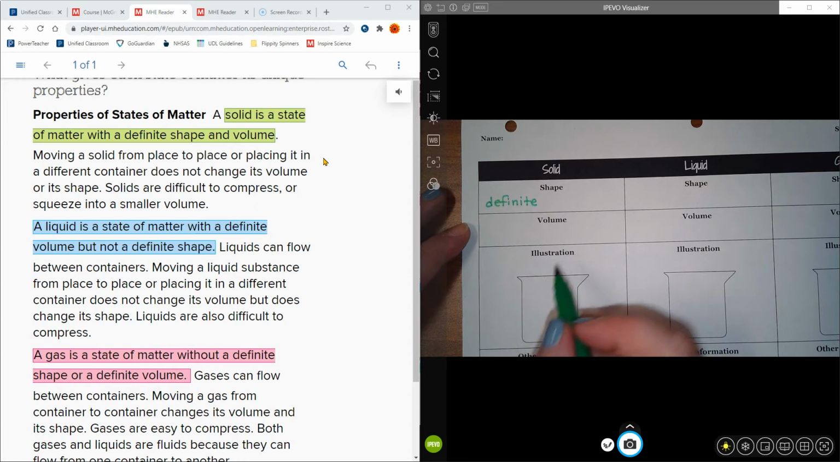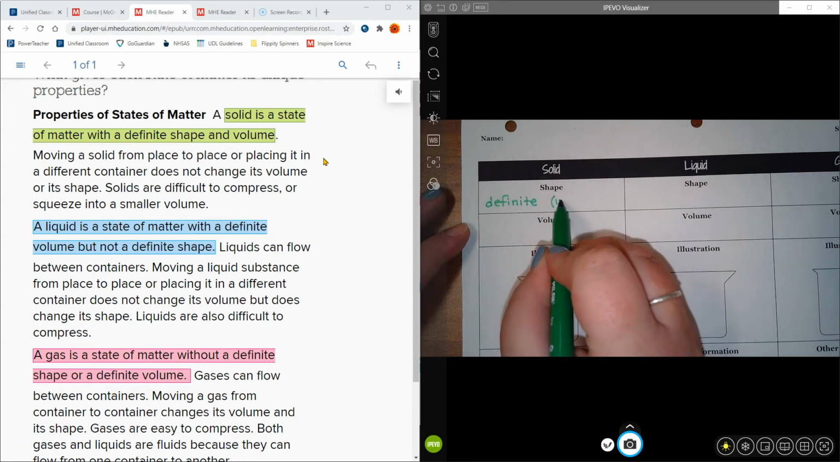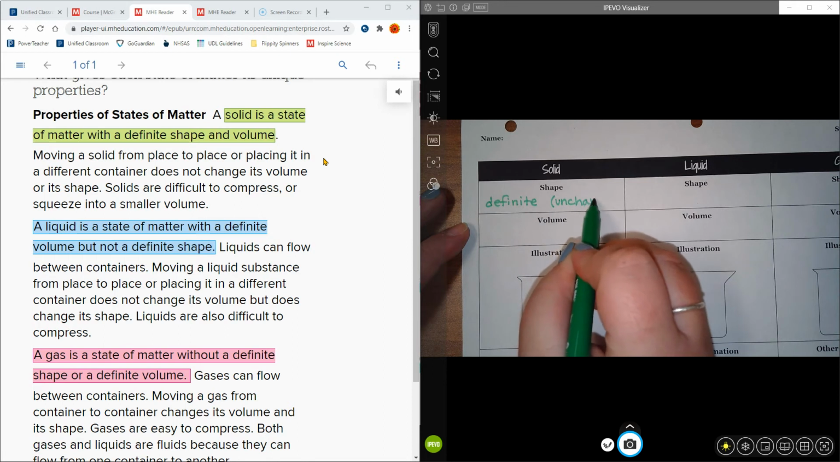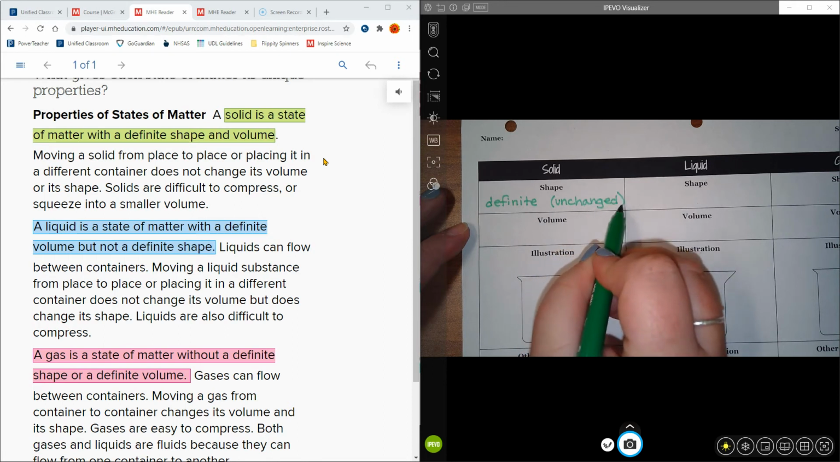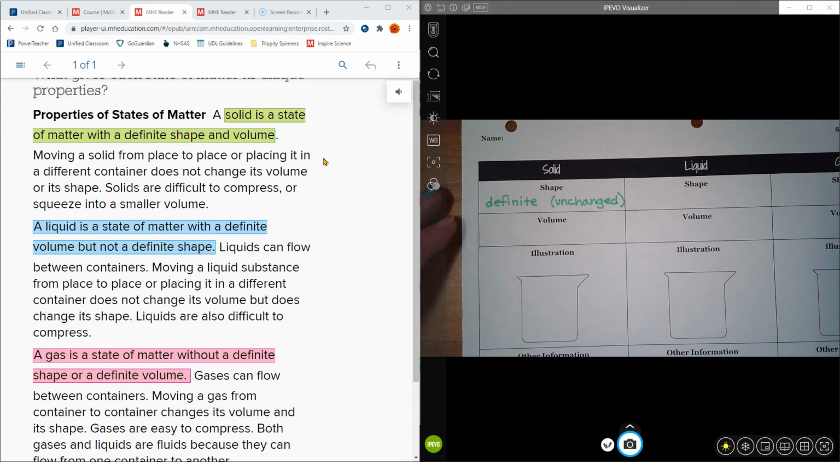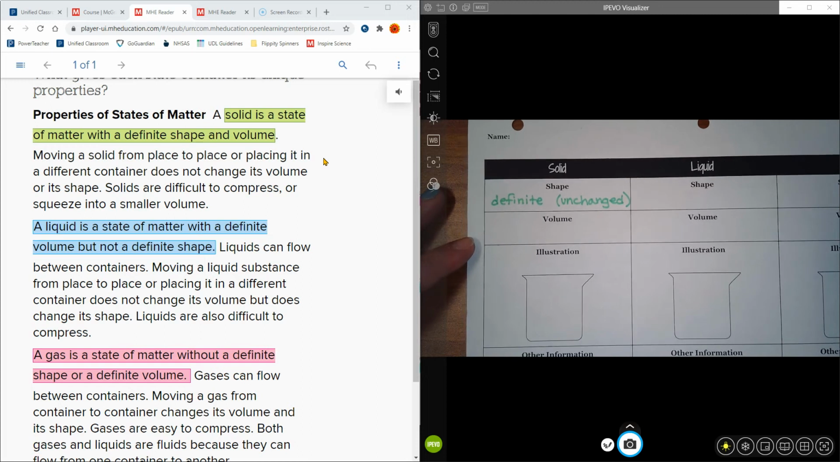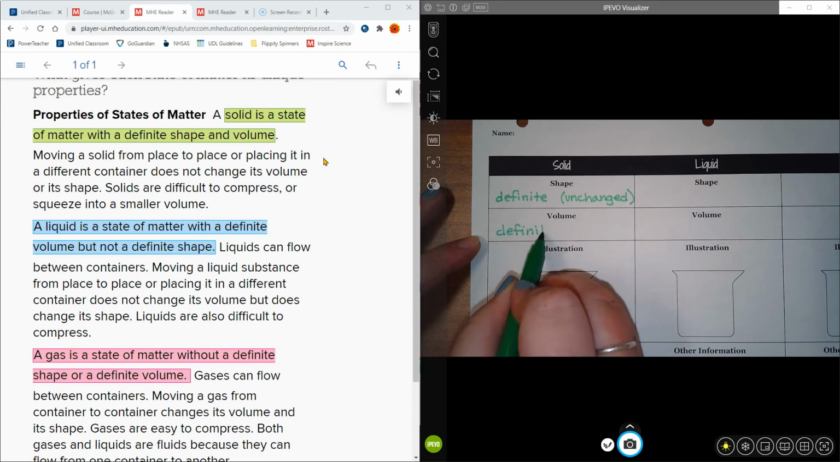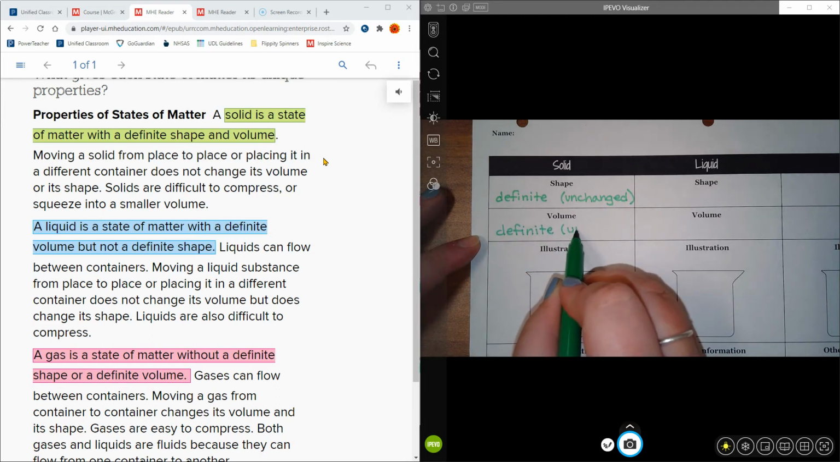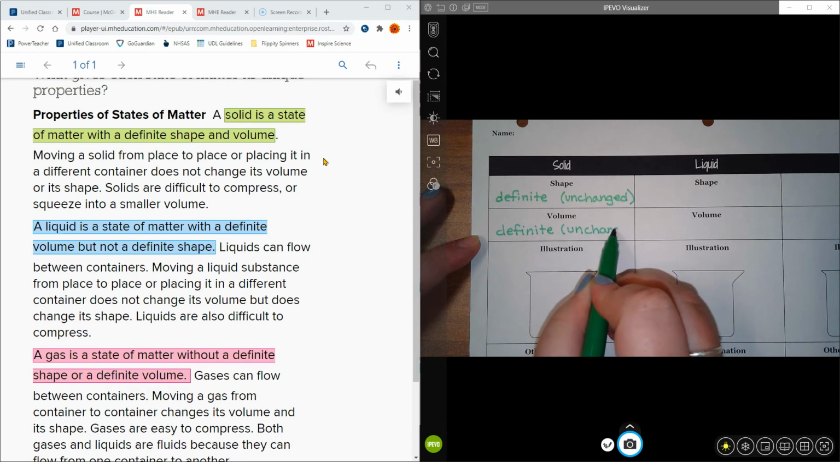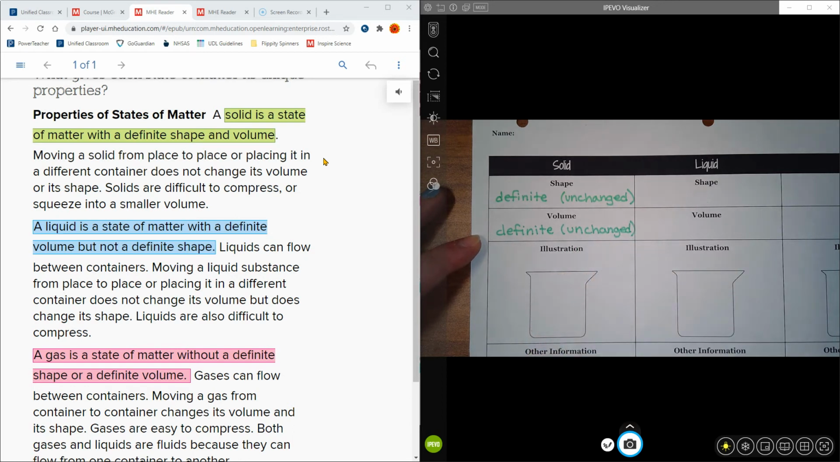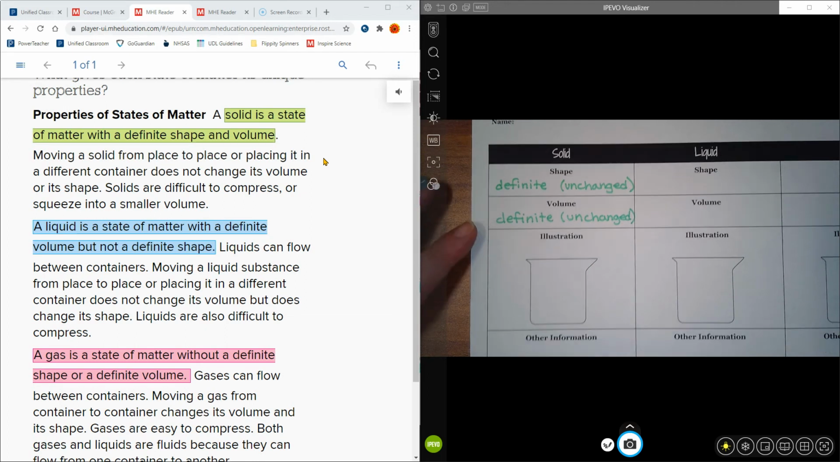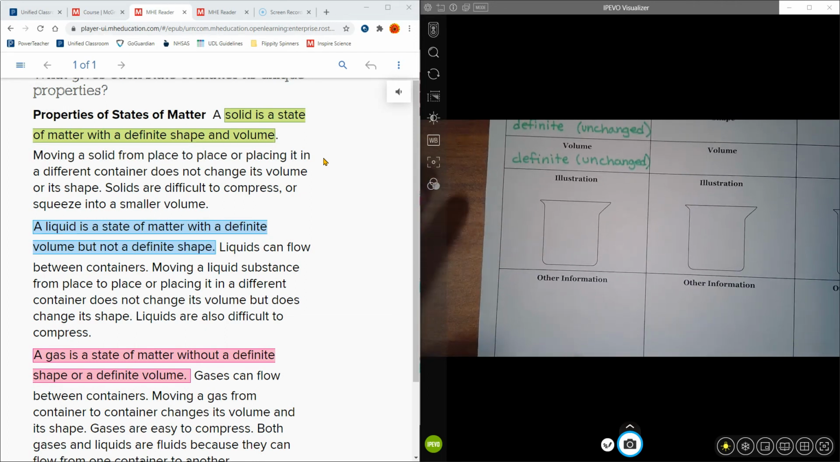We can think of the word definite as meaning unchanged. So if you take a solid out of one container and put it in a different container, the shape will remain unchanged or definite. The text also tells us that the volume of a solid is definite. And again, that means unchanged. We're going to come back to the illustration and other information boxes in a moment.